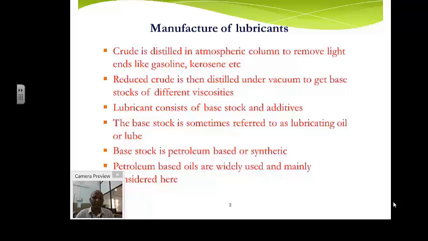Many times the base stocks are not able to meet the required functions of a lubricant, hence we have to add various types of additives. These additives satisfy the functional requirements of any lubricant. The base stock is sometimes referred to as lubricating oil or lube. Base stocks are generally petroleum based or sometimes synthetic. Nowadays the usage of synthetic base oils is increasing, but petroleum based oils are widely used and mainly considered here.